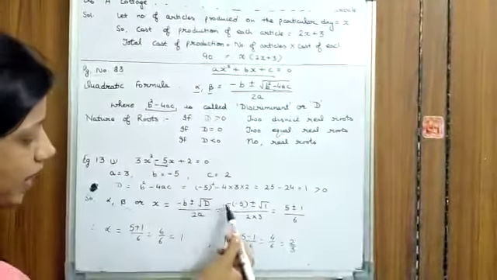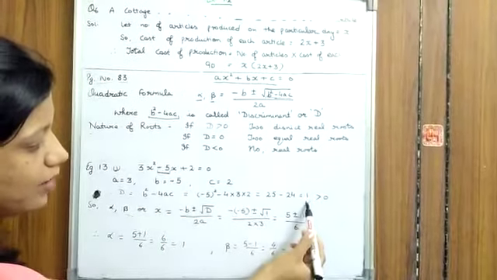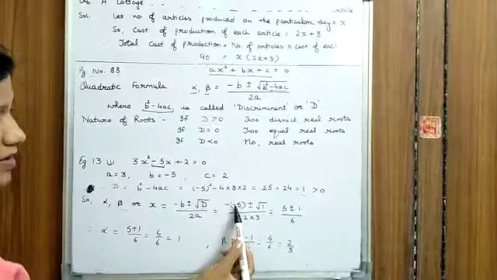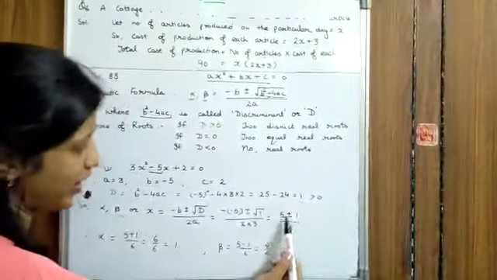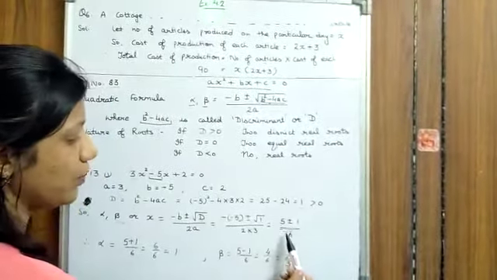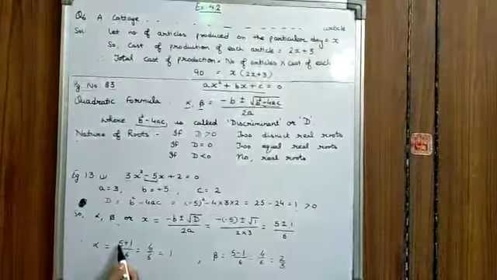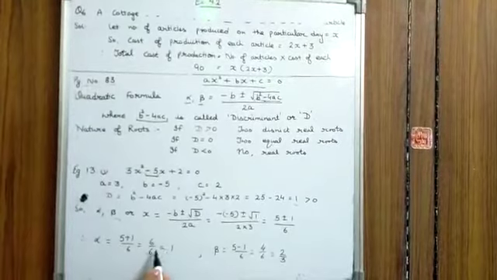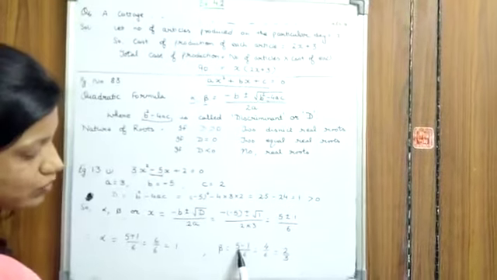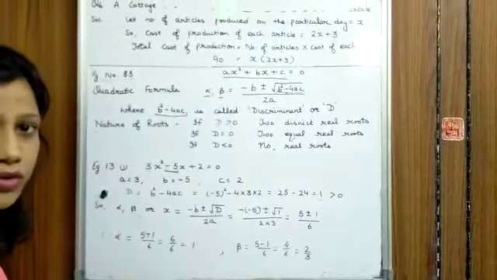Let's put the values. Minus, and the b value is minus 5, plus minus under root, the D value comes 1, upon 2a, so 2 into 3. Minus into minus, obviously it will come plus 5 plus minus, what is the square root of 1? It is 1 only, so upon 6. Now we are taking them separately. Alpha is equal to 5 plus 1 upon 6, which is 6 by 6 equal to 1. Beta we will take with the minus sign, so it will be 5 minus 1 upon 6, which is 4 upon 6 equal to 2 by 3.